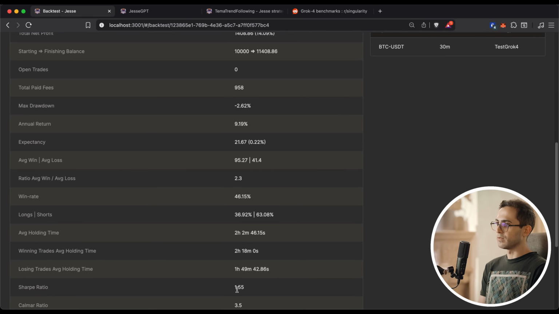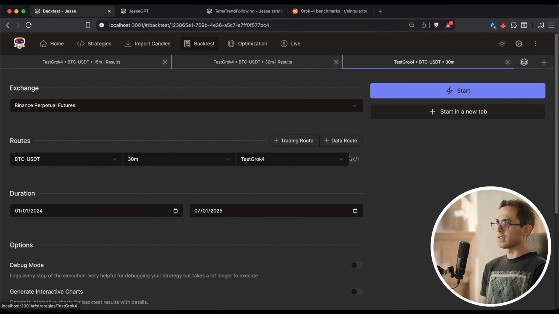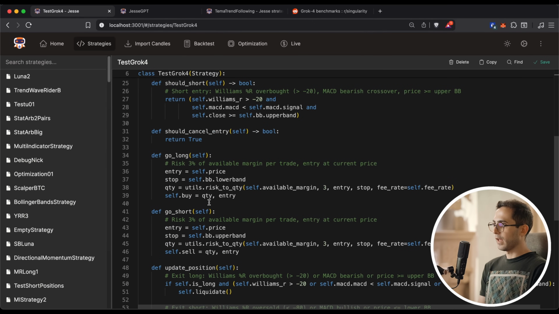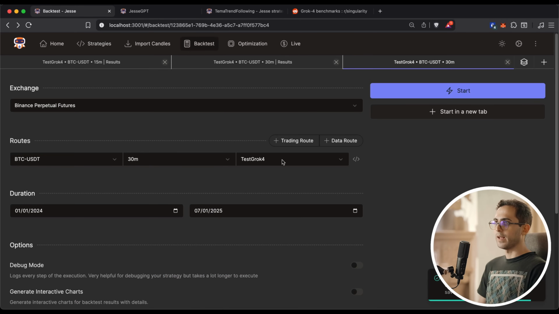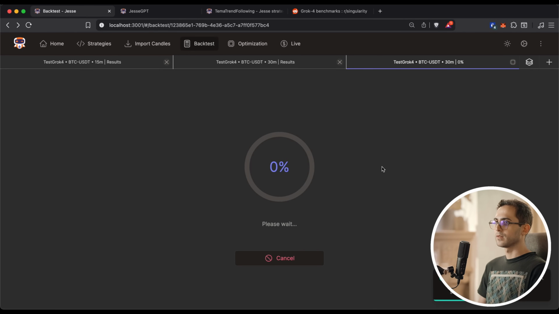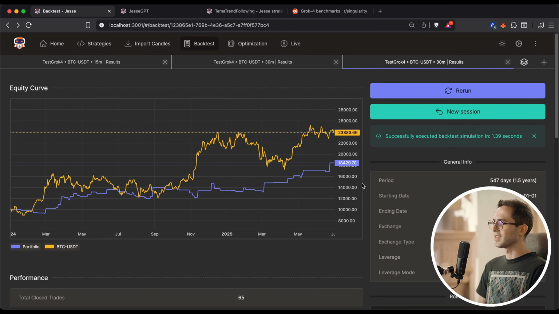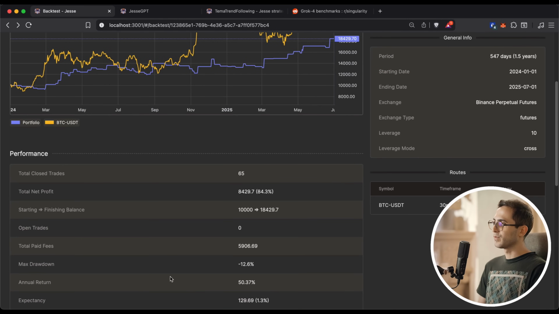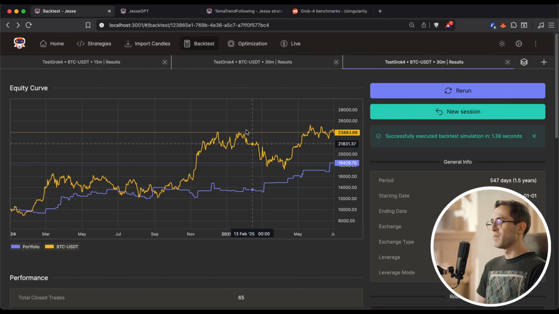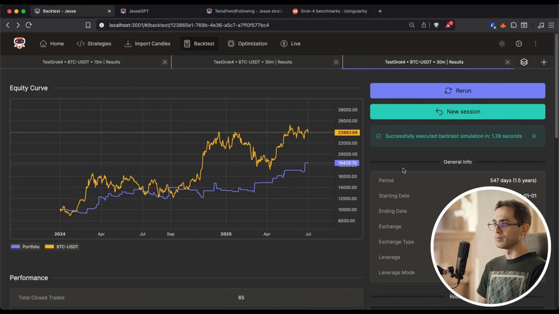The Sharpe is 1.55. I really like this. If I go back here and just increase the size of the position with a huge number, let's say 5, and save it. So this is pretty interesting. I think I've found a good strategy kind of by accident. So now when the max drawdown is -12%, we're making 84% over 1.5 years. So this is good, and it definitely has some real potential.